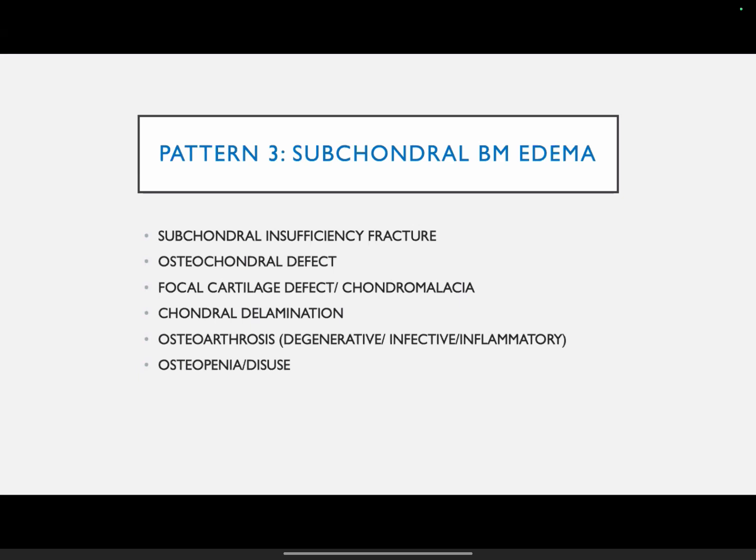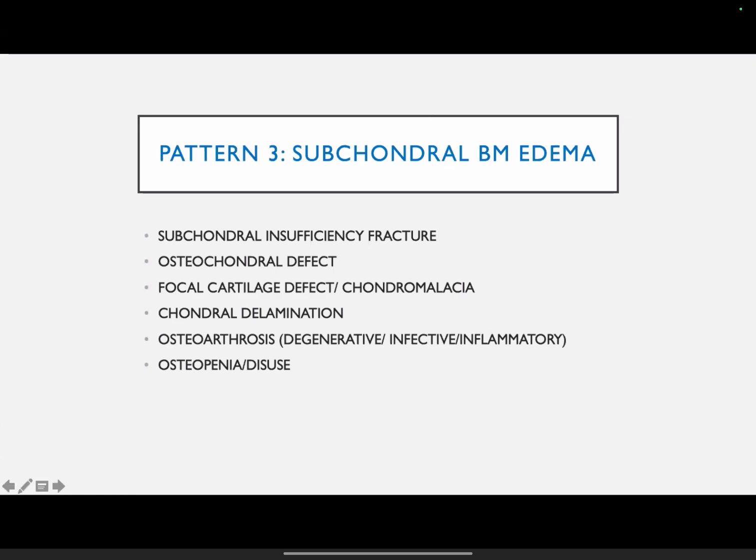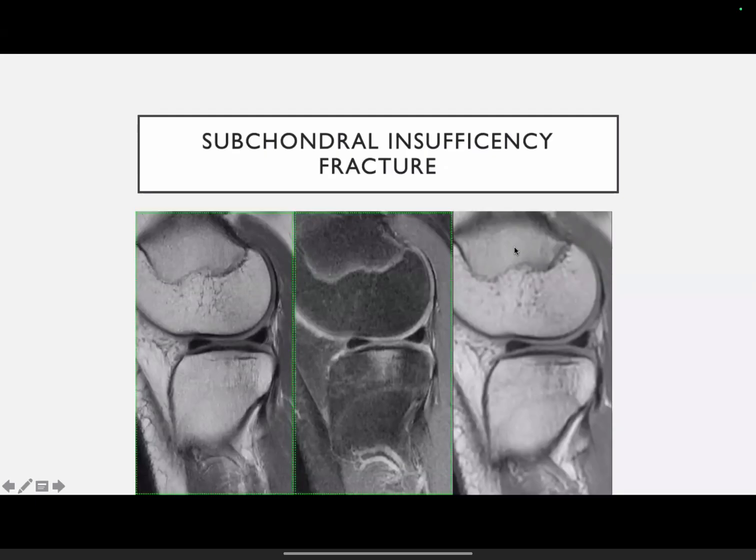Then osteoarthritis, which is one of the most common scenarios we encounter in the elderly age group. And disuse osteopenia secondary to a post-operative event, when the patient is on rest and in a cast. Subchondral bone marrow edema is seen in such situations. So let us have a look at the following examples for this pattern.